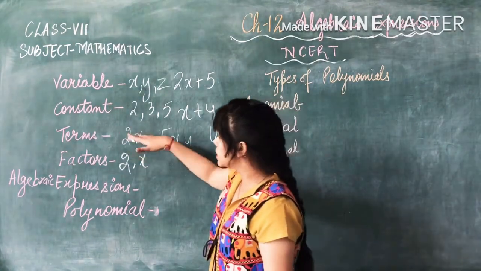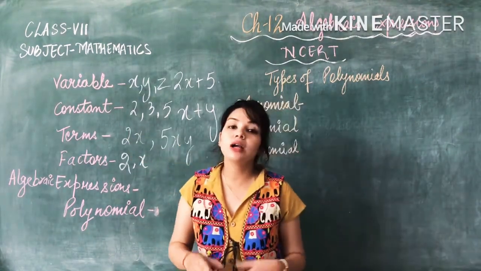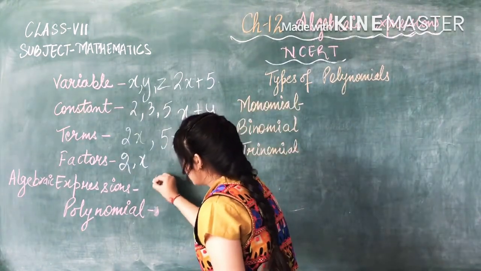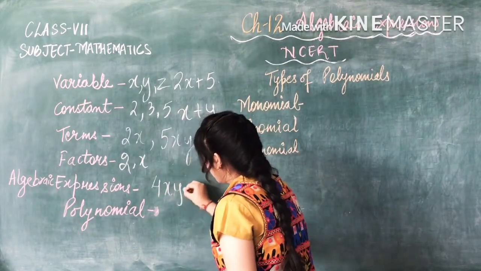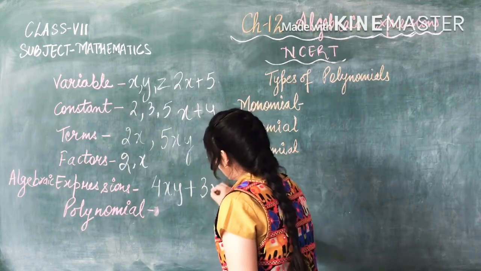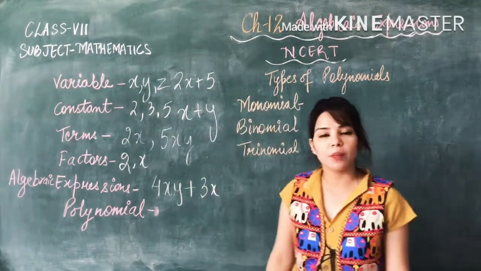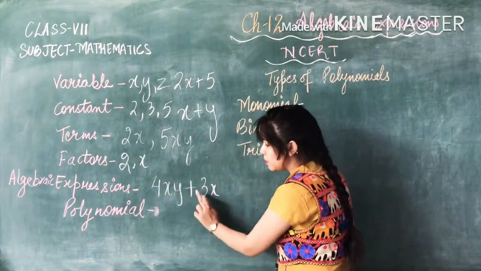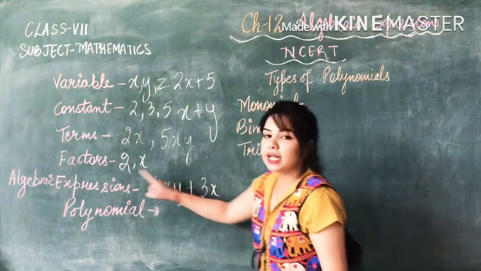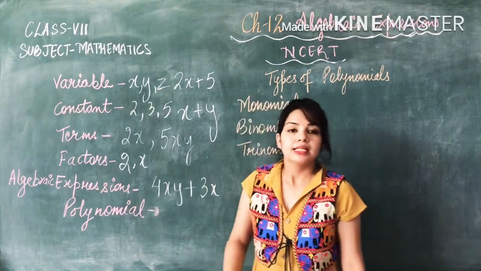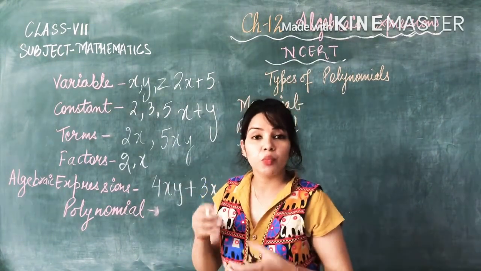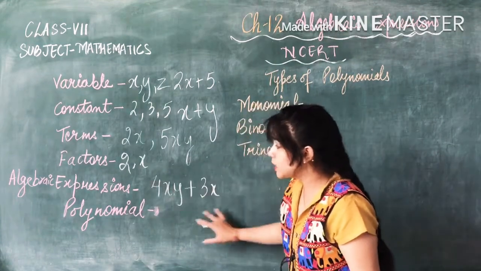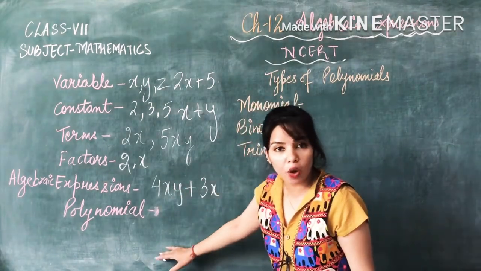Now, when these terms are added or subtracted, then an algebraic expression is formed. Suppose 4xy plus 3x. It's an algebraic expression. It has two terms, and these two terms are added and it forms an algebraic expression. See, expressions are the most important thing in algebra. Expressions are also known as polynomials.